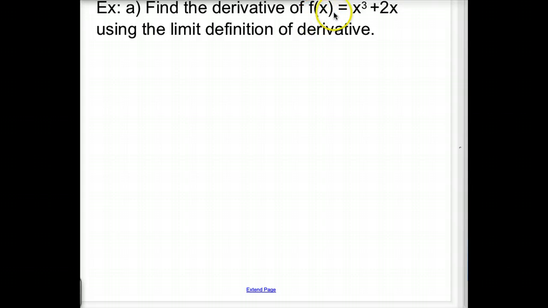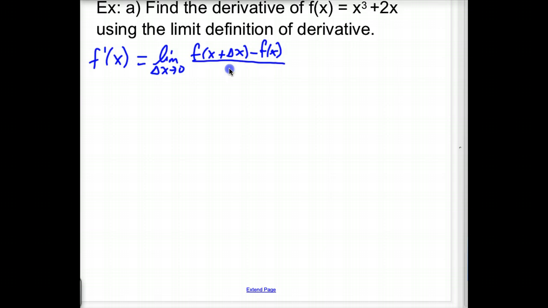So find the derivative of f of x equals x cubed plus 2x using the limit definition of derivative. Notice they did not give us a point at which we're supposed to find the slope of the tangent line. We're supposed to find an equation that represents the slope of the tangent line that could be used at any x value. So our derivative, which is what we're asked to find, equals the limit as delta x approaches 0 of f of x plus delta x minus f of x all over delta x.